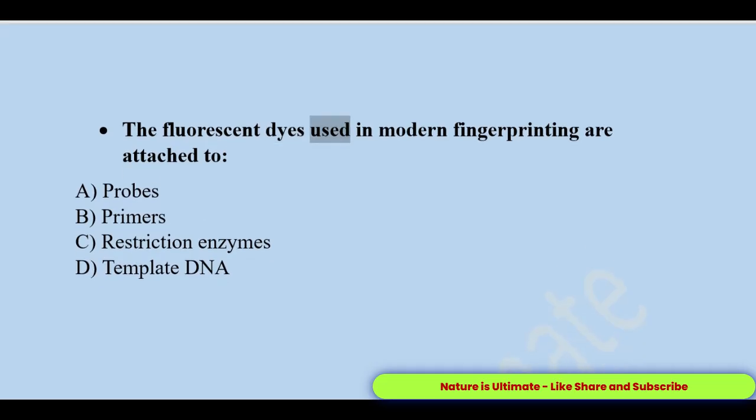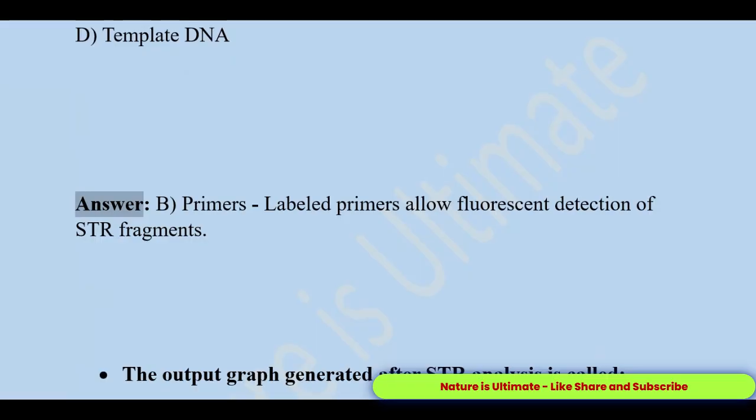The fluorescent dyes used in modern fingerprinting are attached to A. Probes, B. Primers, C. Restriction enzymes, D. Template DNA. Answer: B. Primers. Labeled primers allow fluorescent detection of STR fragments.